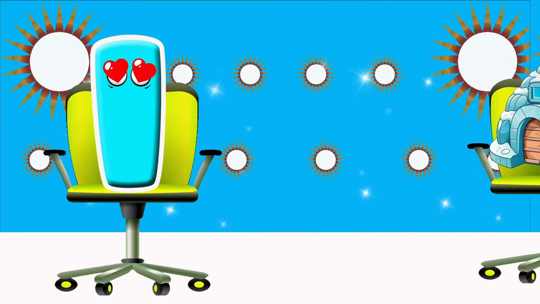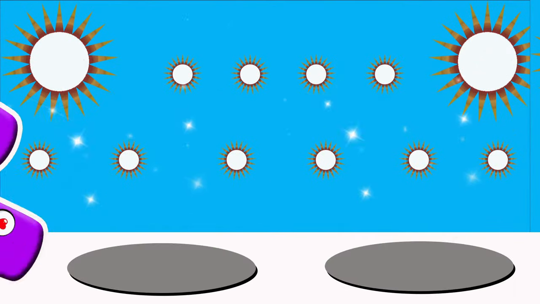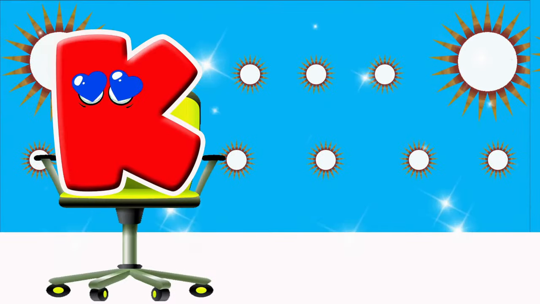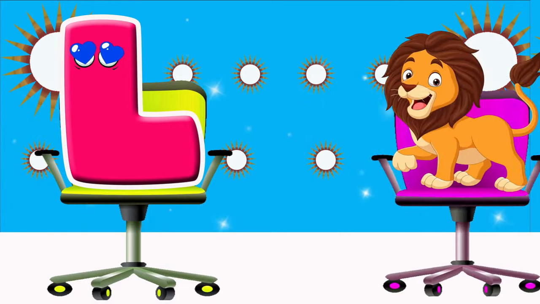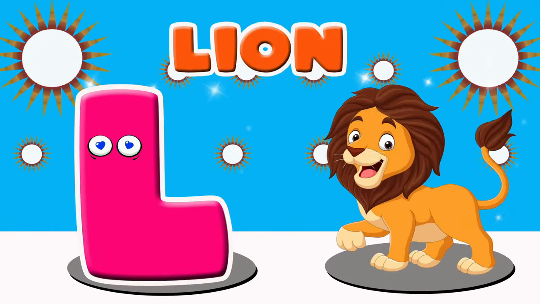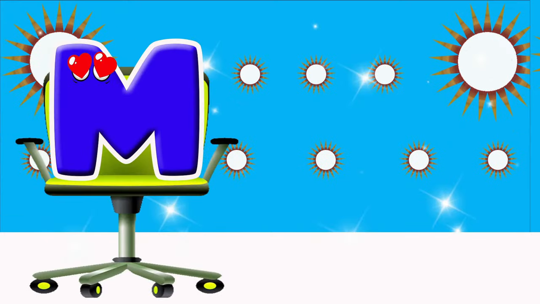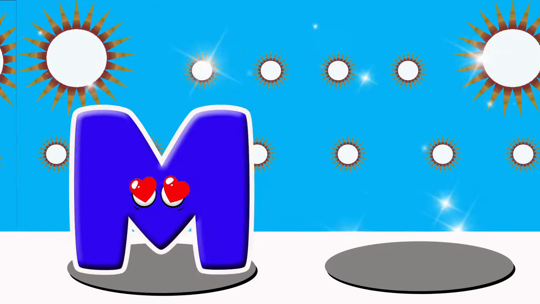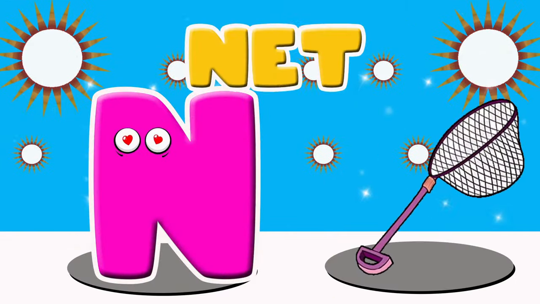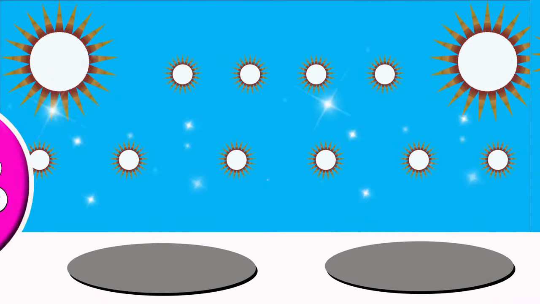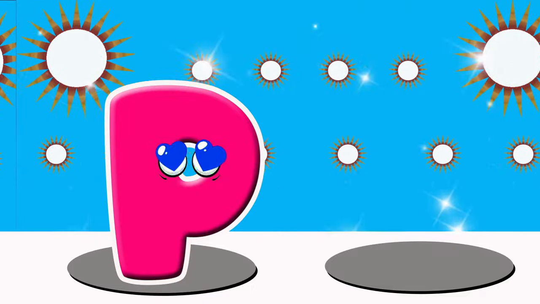I is for igloo, igloo. J is for jump, jump. K is for kangaroo, kangaroo. L is for lion, lion. M is for mat, mat. N is for net, net. O is for orange, orange. P is for pet, bat.